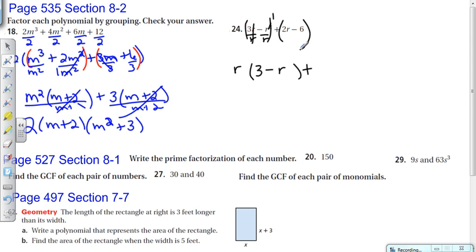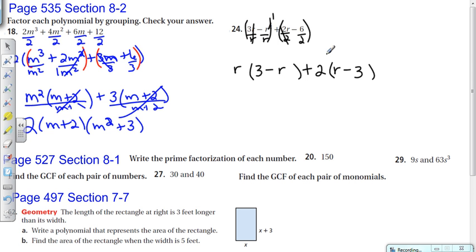Common factor between 2r and 6 is 2. So I can divide out a 2. 2's cross out, leaves me with an r. Negative 6 divided by 2 is negative 3. This is not factored because I have a plus sign outside the parentheses. But I almost noticed that I have something in common. 3 minus r and r minus 3 are opposites.